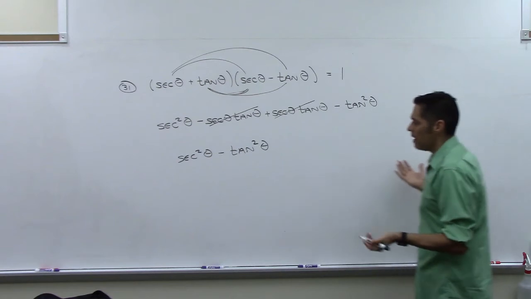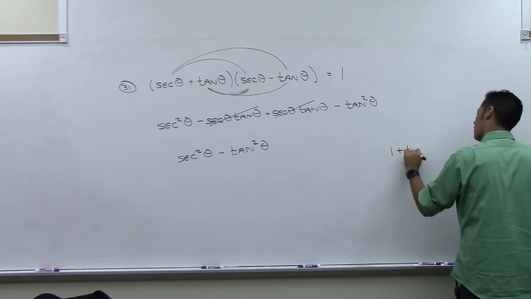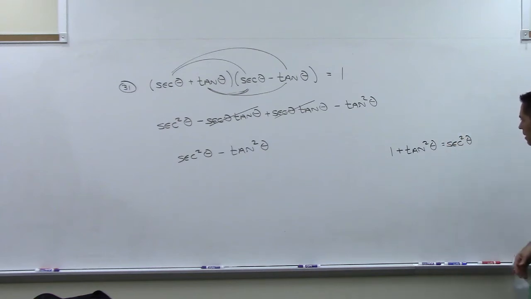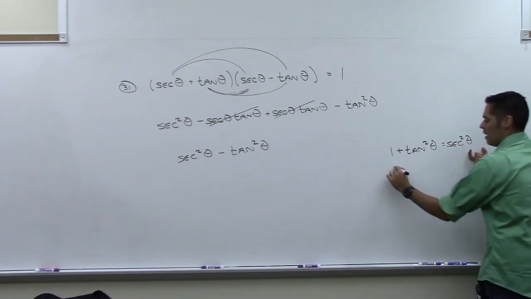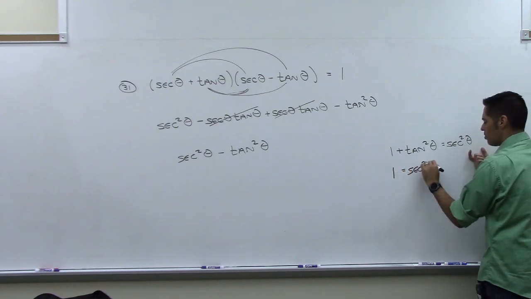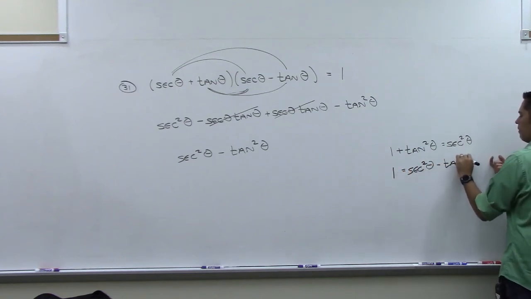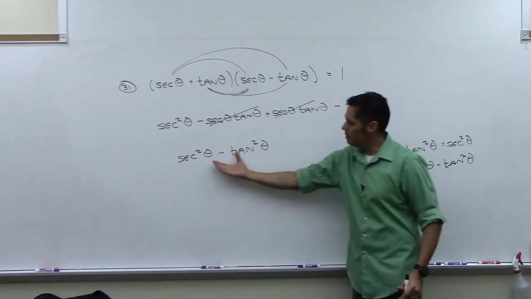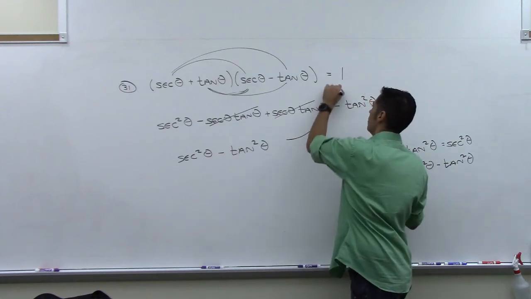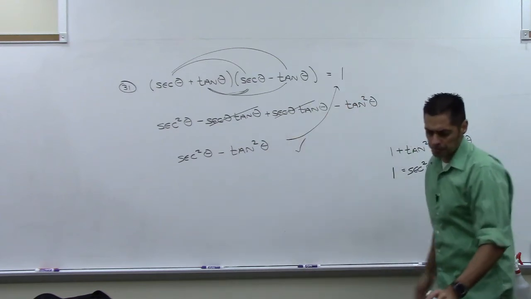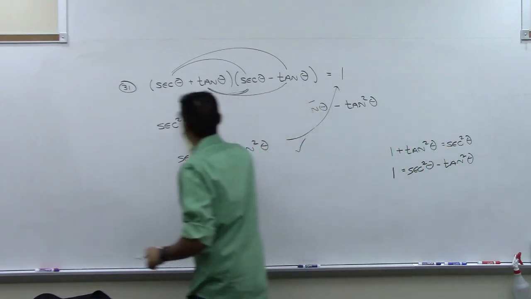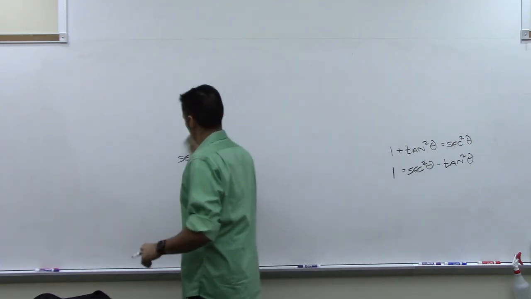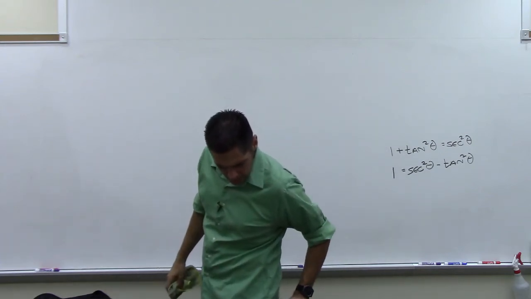Now, if you go back to the Pythagorean identity from earlier, this one right here, if I take tangent squared to the other side, move it over here, it becomes this, and that's equal to 1, and that's what I have, right? This is that, so this is equal to 1. Check. All right, that was number 31.